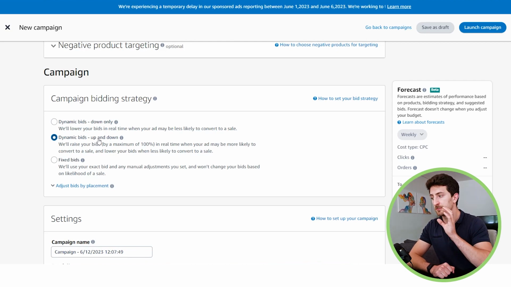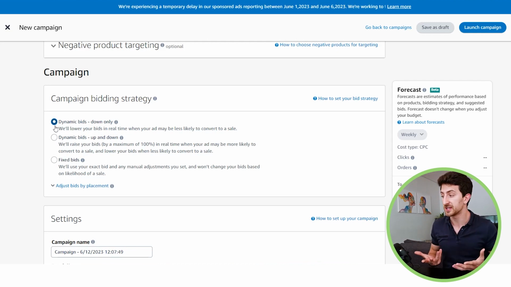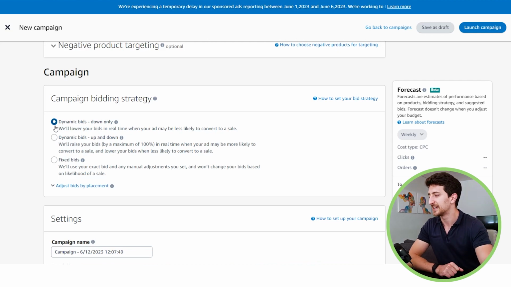We use this bidding strategy if we want to get more exposure for our campaigns, or when we are using automatic campaigns. So when you create a campaign, you will see that this is the default setting, but I would suggest to start with the dynamic bids down only, at least when you start the campaign. If you want to get more impressions or more sales, more traction for the campaign, you can test this bidding strategy, but always be careful because you are telling Amazon that they can increase your bid by 100%. So this is the first thing we noticed.